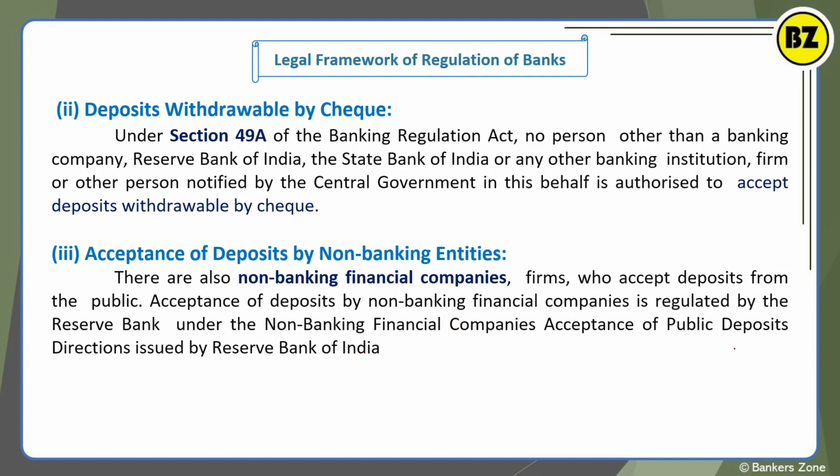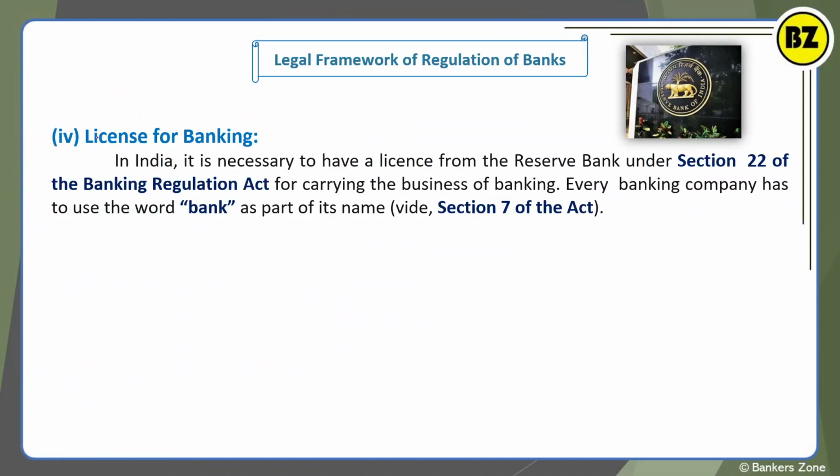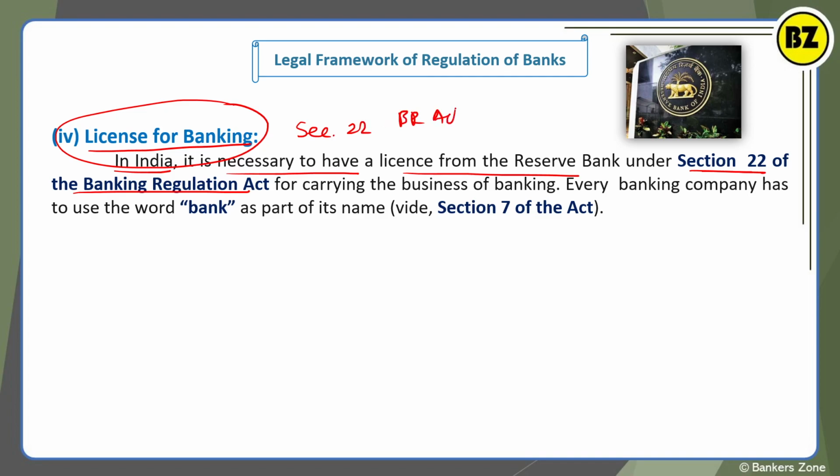Now see, licensing for the bank. How can a bank get a license if you have to open a bank tomorrow? How can you open the bank? In India, it is necessary to have a license from the RBI under section 22 of the Banking Regulation Act. So first understand which section gives you the license. Section 22 of the Banking Regulation Act provides the license for carrying on banking activity or business.